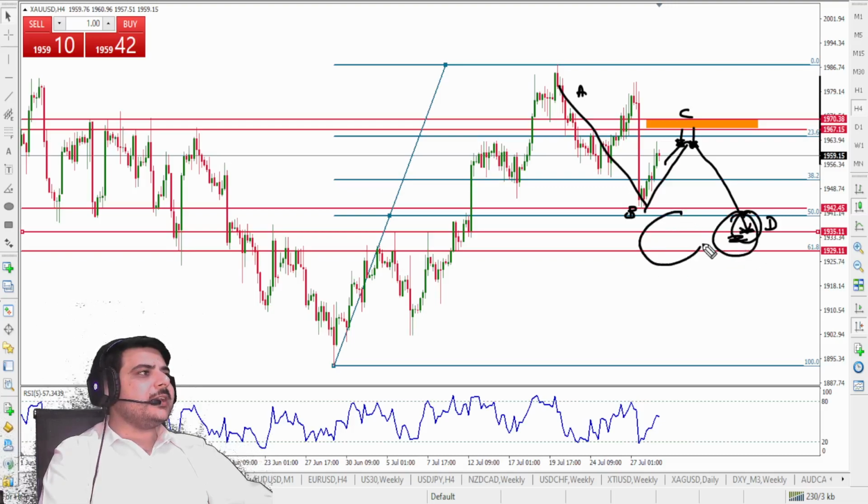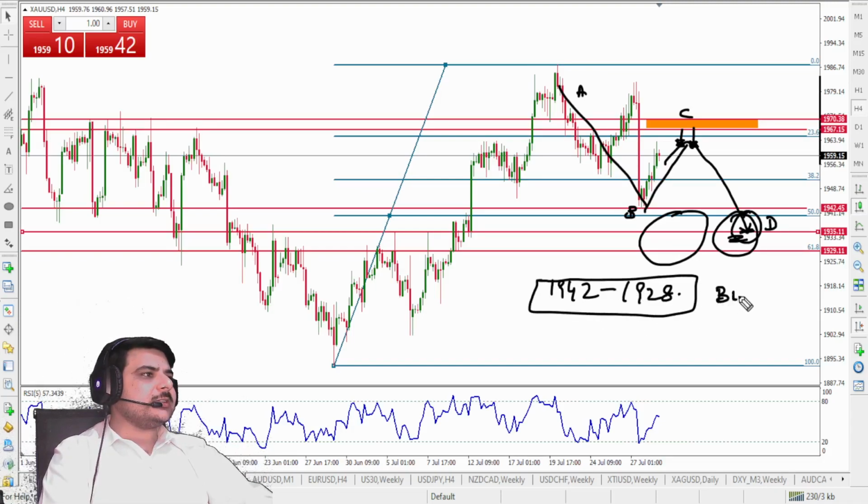So this whole area between 1942 till 1928, let's make it, this is a buy zone with us. Let me clearly tell you, this is a buy zone with us, and a sell zone is 1970, 1967. This whole area will be a sell zone.